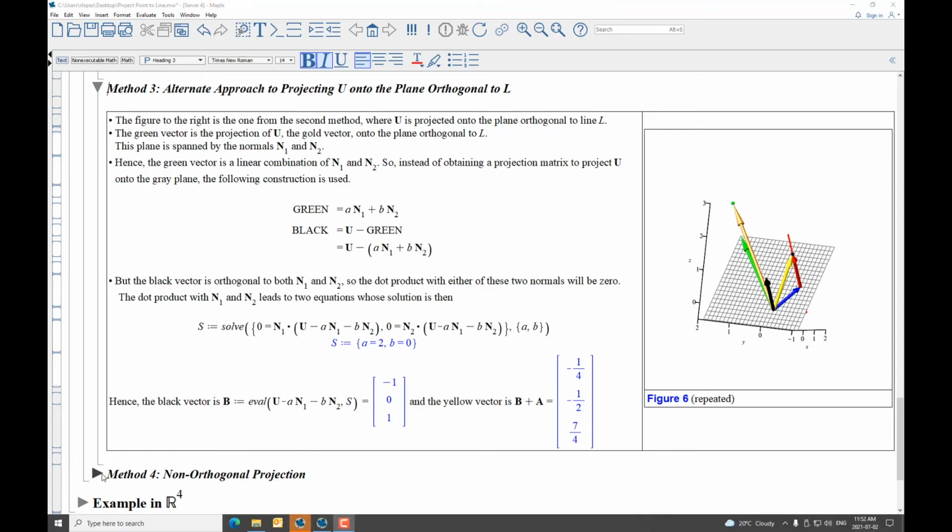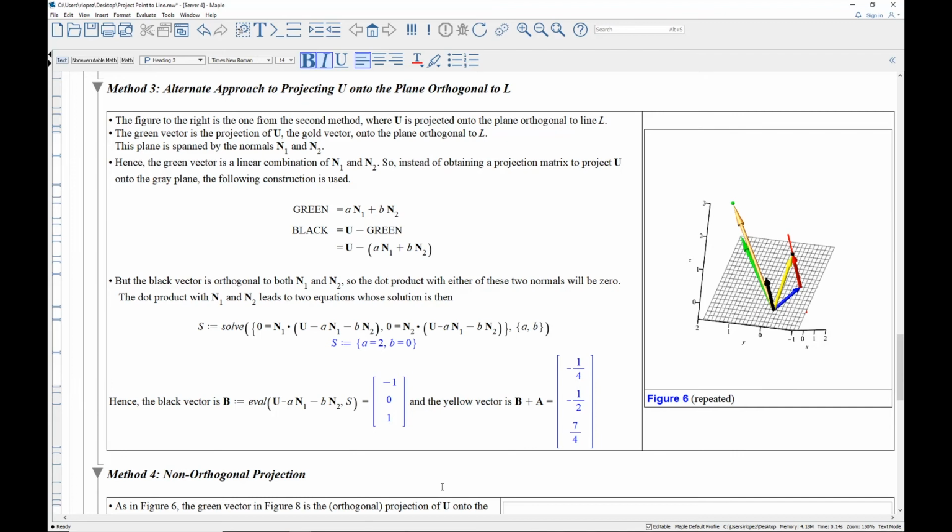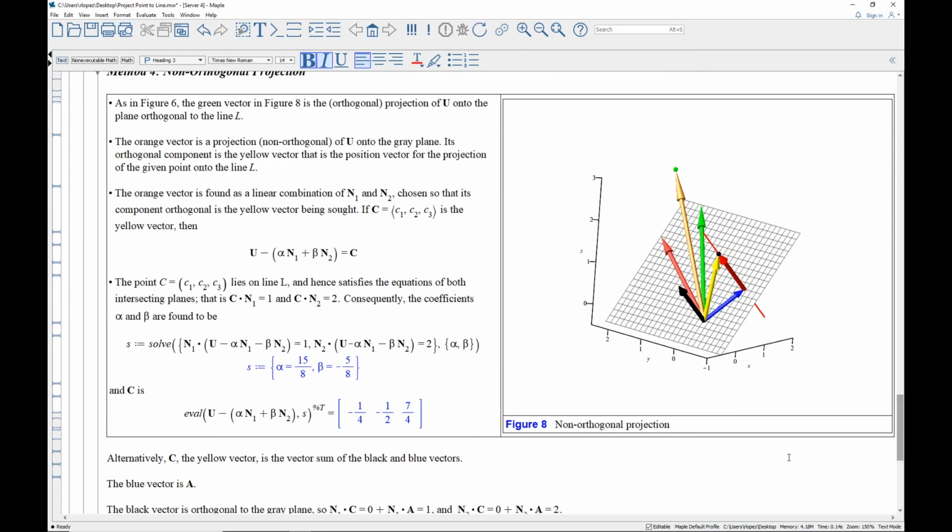Now I'm going to employ what's called a non-orthogonal projection. Let's look at figure 8. Figure 8 is the same as figure 6, except it's got one more vector in it, this orange vector. Everything else is the same, but we do the calculation slightly differently. U is this goal vector.